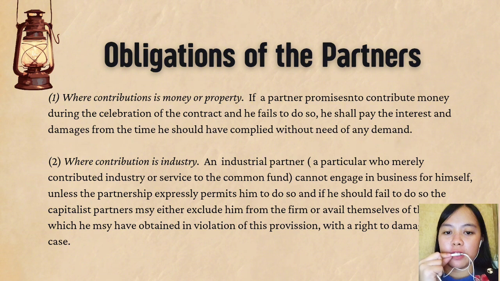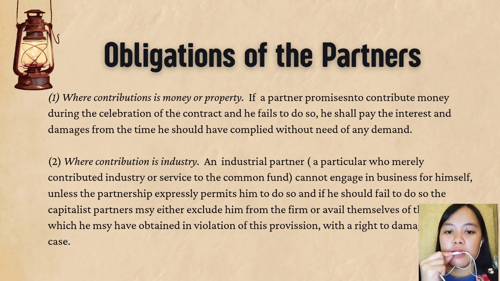First, where the contribution is money or property. If a partner promises to contribute money during the celebration of the contract, and he fails to do so, he shall pay the interest and damages from the time he should have complied, without need of any demand.